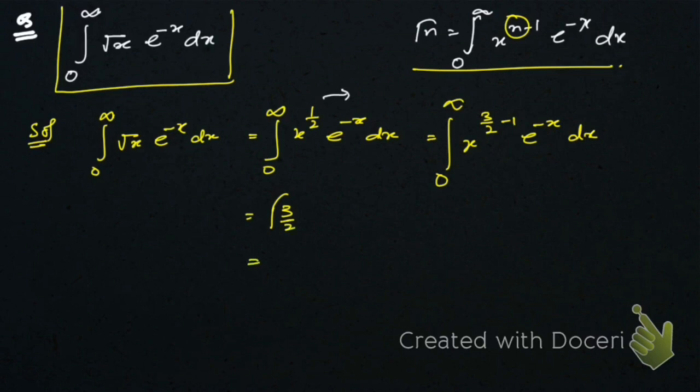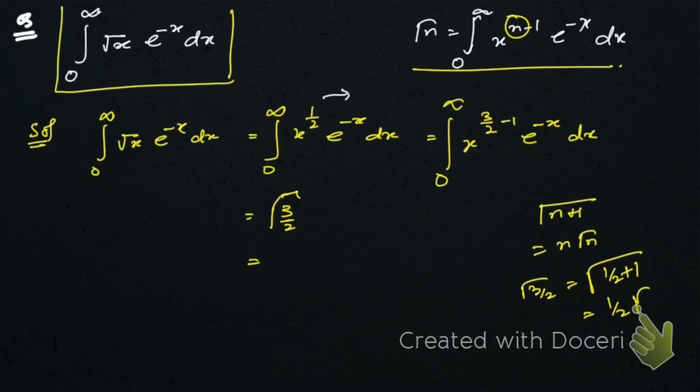Now you can simplify this, that we know that gamma n plus 1 is equal to n into gamma n. So gamma 3 by 2 is nothing but gamma half plus 1. So that's why we can write half gamma half, and gamma half is root over pi, so that's why half into root over pi. This is our answer. Okay, now let's move on to the next question. This is our next question.